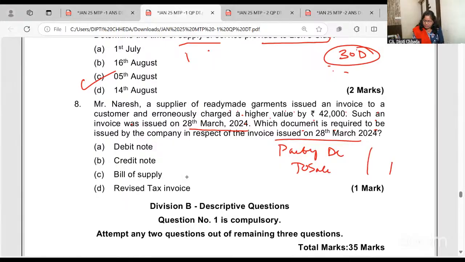Now what do you have to do? Party credit. So you are crediting the party. So which note will you issue? Credit note. Simple. If you are debiting the party, issue a debit note. If you are crediting the party, issue a credit note.